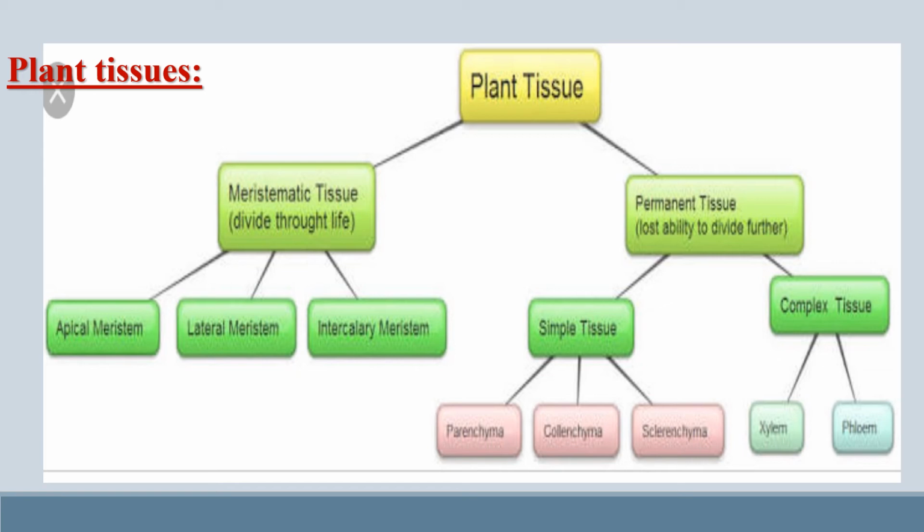Simple tissue is further divided into three tissues. First is parenchyma, second is collenchyma, after that sclerenchyma. And complex tissue is divided into two, xylem and phloem. Now we will study all these tissues one by one.